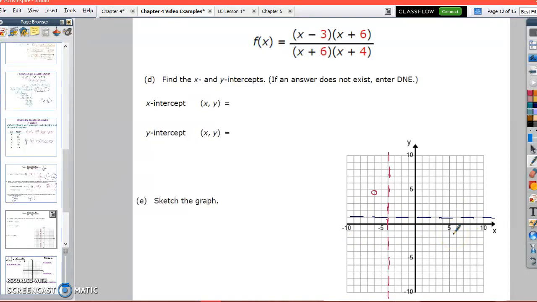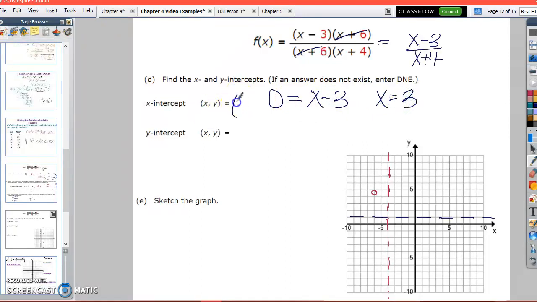Next, to get an idea of how to sketch this graph, we're going to identify the x and the y-intercepts. And the x-intercepts occur where my numerator is equal to 0. However, keeping in mind that we already canceled these other terms, we just have an x minus 3 over an x plus 4. So I'm going to set my numerator equal to 0 and solve, and so x will equal 3. So my x-intercept would be the point 3, 0.